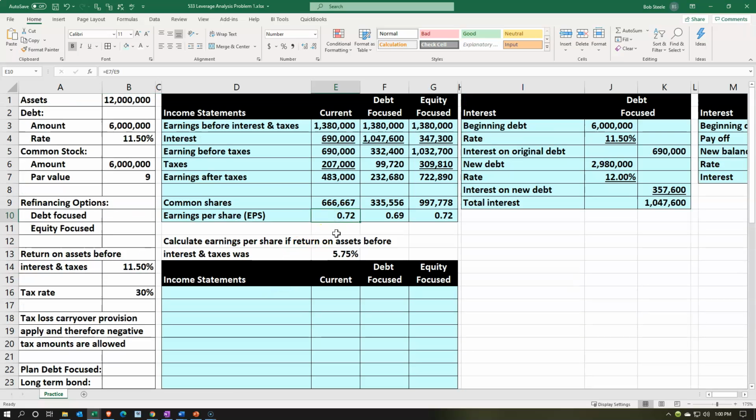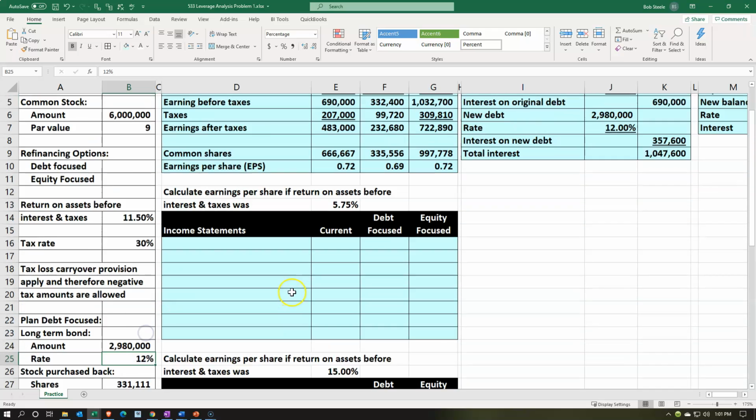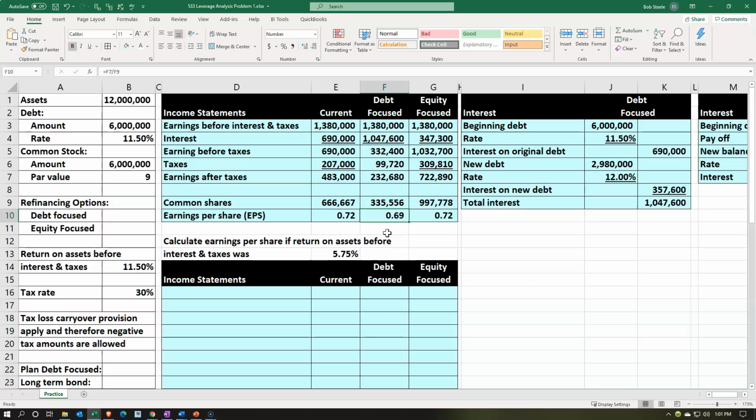When we took a look at it, we had the same earnings per share number from the current scenario, our starting point, as with the equity, due to the fact that we had the same rate here for the original debt that was taken out, as well as the return on assets before interest and taxes. And due to the fact that the interest went up on the debt, we ended up with a lower amount with the earnings per share.